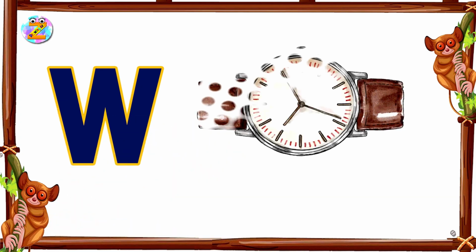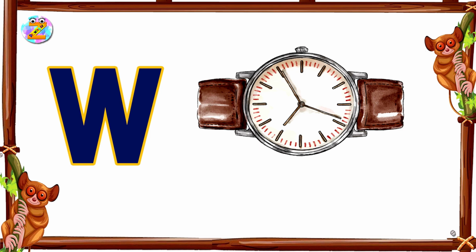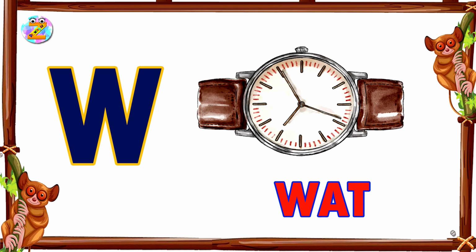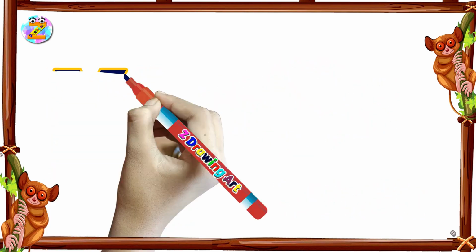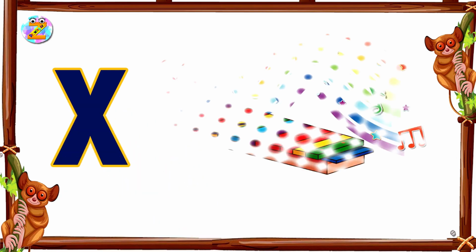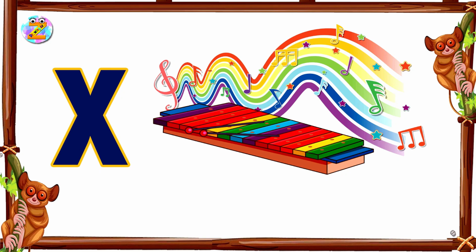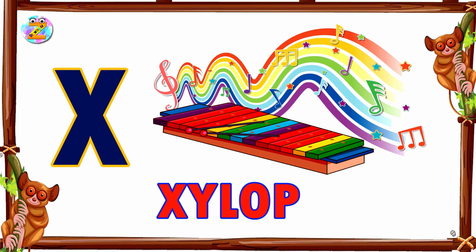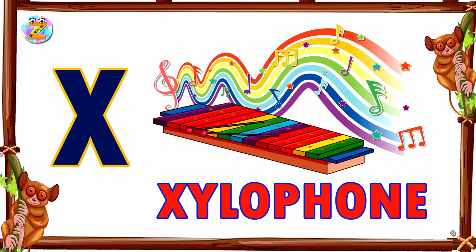W. W for watch. Spelling W A T C H. W for watch. X. X for xylophone. Spelling X Y L O P H O N E. X for xylophone.